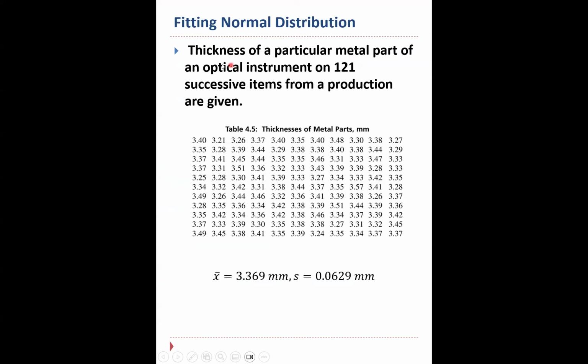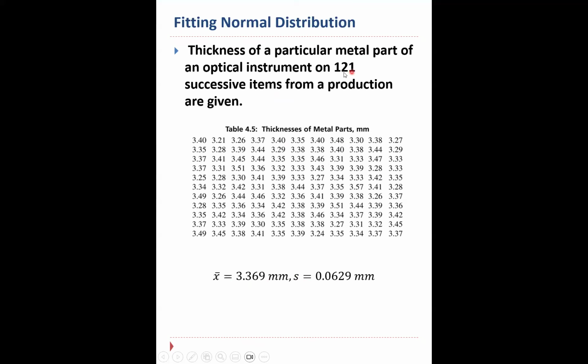Here I have adopted a problem from the book by Professor William D. Corsi. The thickness of a particular metal part of an optical instrument on 121 successive items from a production line are given. And for these 121 values, the estimated mean value is 3.369, and the standard deviation, where S signifies that it is a value from the sample.